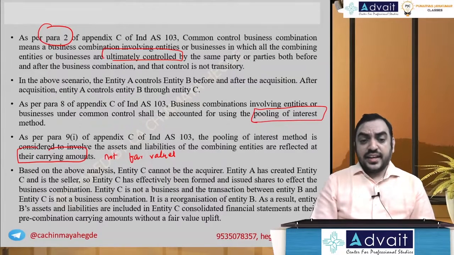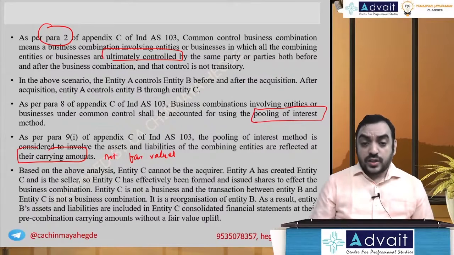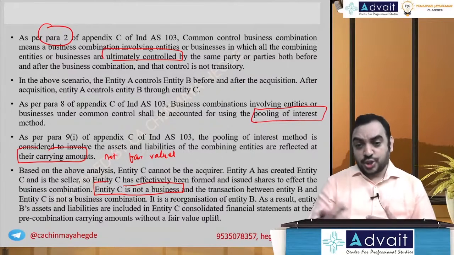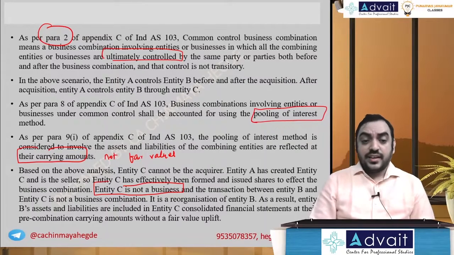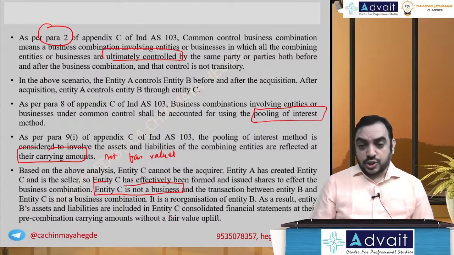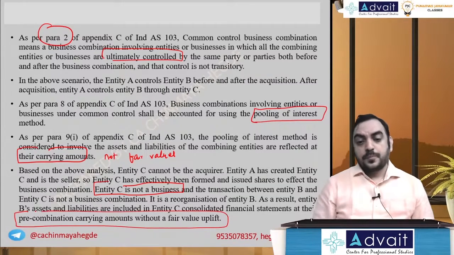Entity A created entity C and is the seller. Entity C has effectively been formed and issued the shares to effect the business combination. Entity C is not a business, and the transaction between B and C is not a business combination. It is a reorganization of entity B. As a result, entity B's assets and liabilities will be included in entity C's consolidated statements at their pre-combination carrying amounts without a fair value uplift.